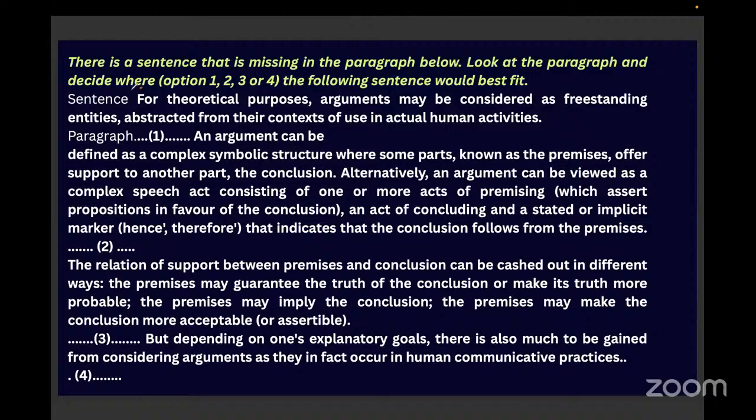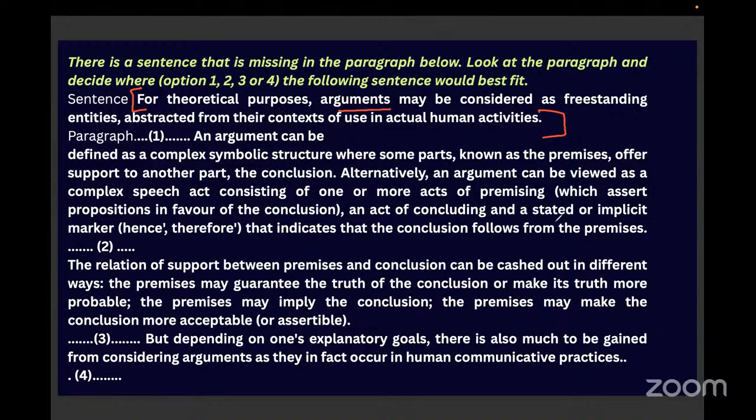Now read the sentence. For theoretical purposes, arguments may be considered as freestanding entities abstracted from their context of use in actual human activities. For theoretical purposes, arguments may be considered as freestanding entities abstracted from their context of use in actual human activities. So they may be talking about the arguments, how humans are using it and whatnot.